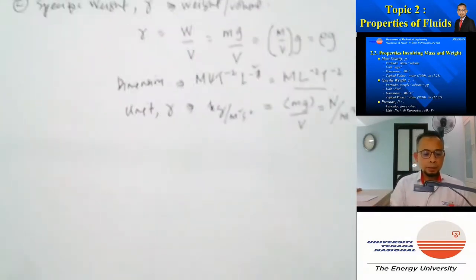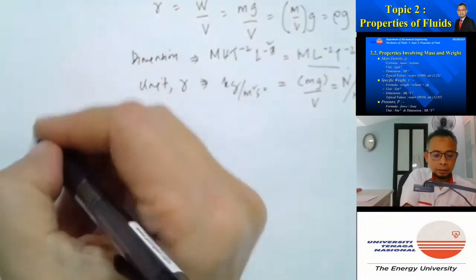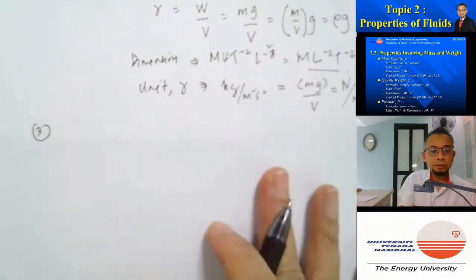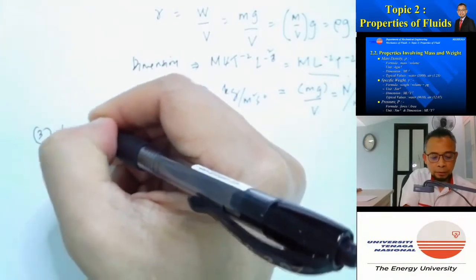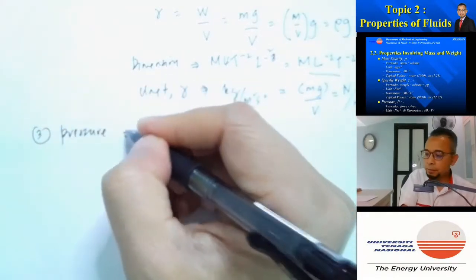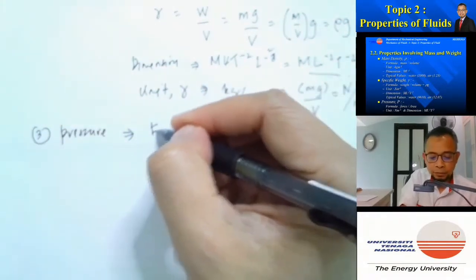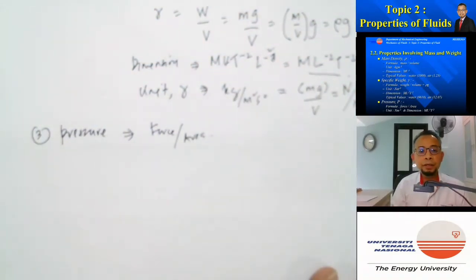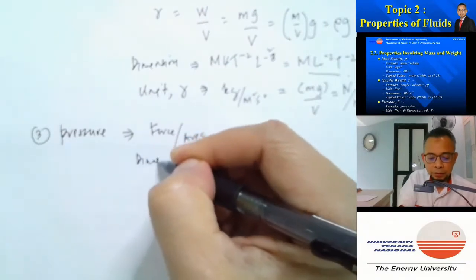So the next property is pressure. This is straightforward. We define pressure as force over area. So we have the dimensions.